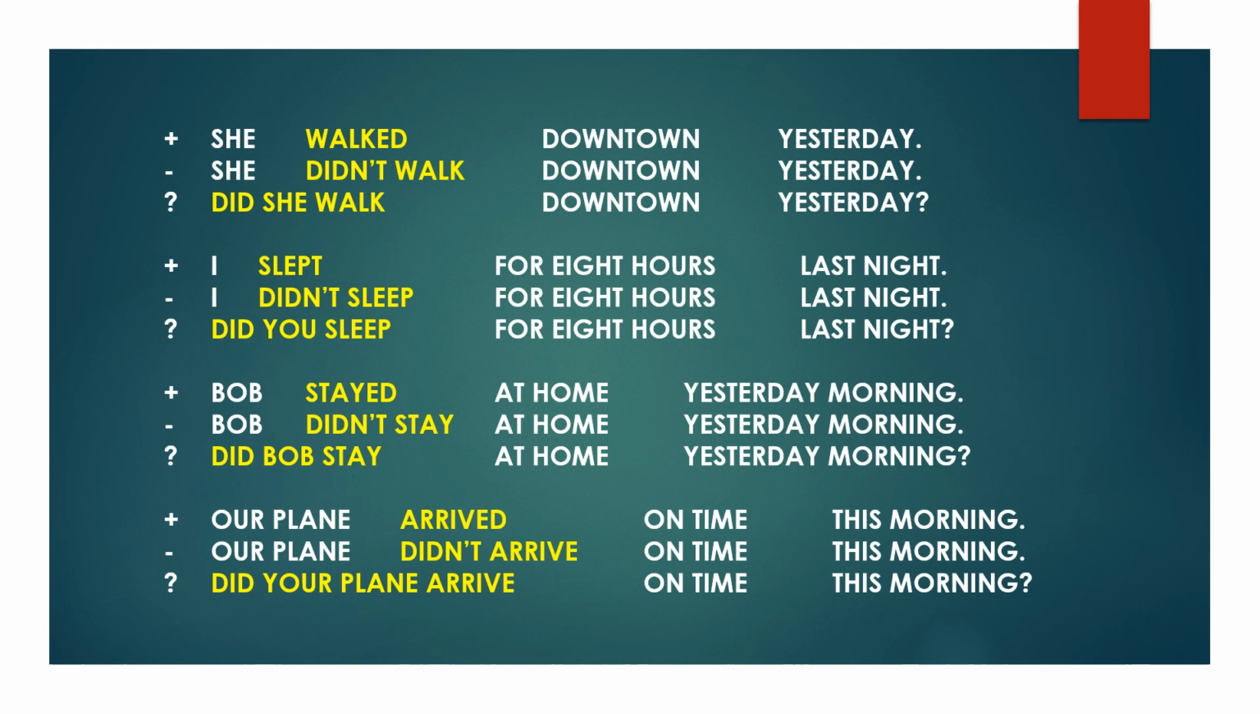The next, Bob stayed at home yesterday morning. He didn't stay at home yesterday morning. Did Bob stay at home yesterday morning? All planes arrived on time this morning. All planes didn't arrive on time this morning. Did your plane arrive on time this morning?